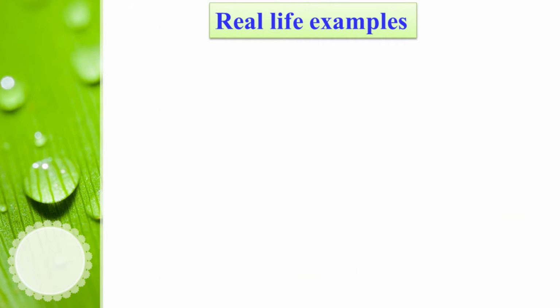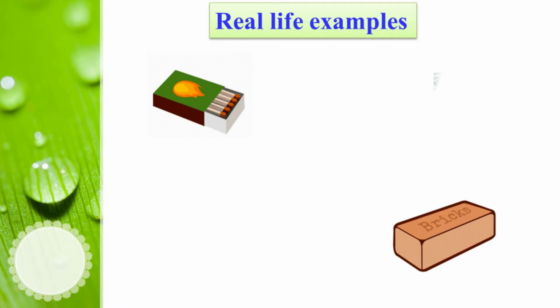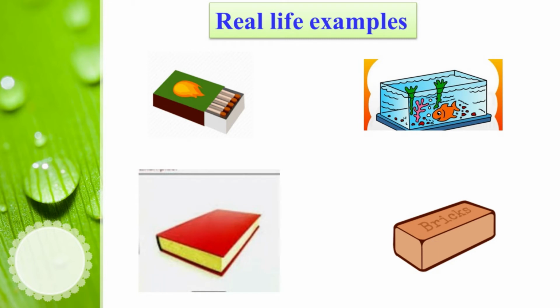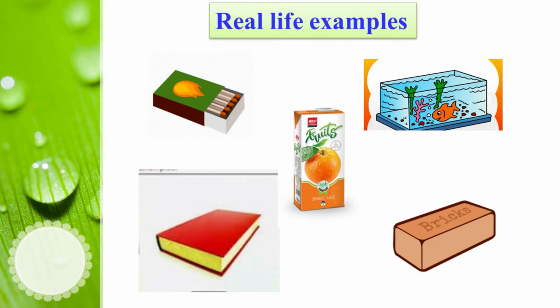Some real life examples for cuboid are matchbox, bricks, the fish tank, the book we use to read, and you know very well what this is. This is the fruit mix. This pack is in cuboid shape.